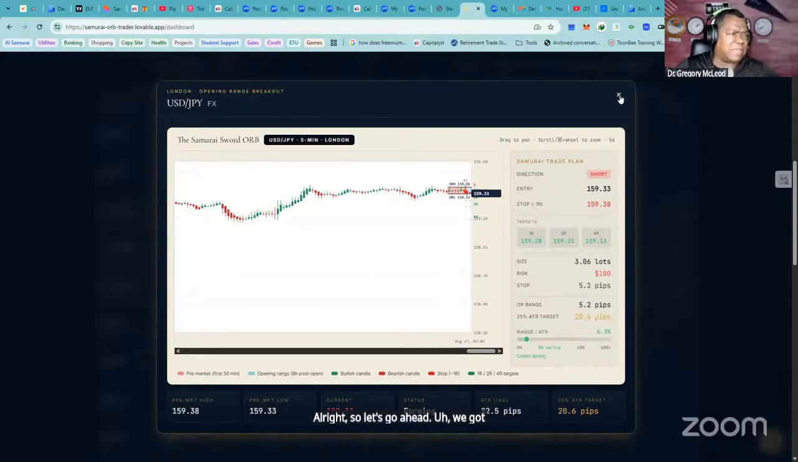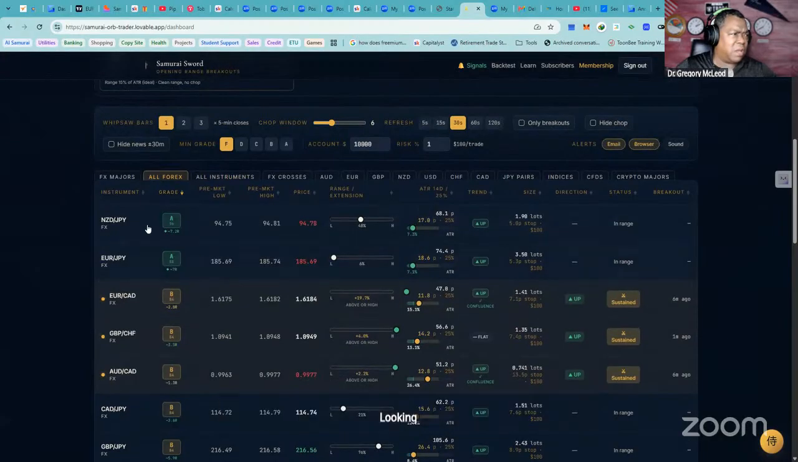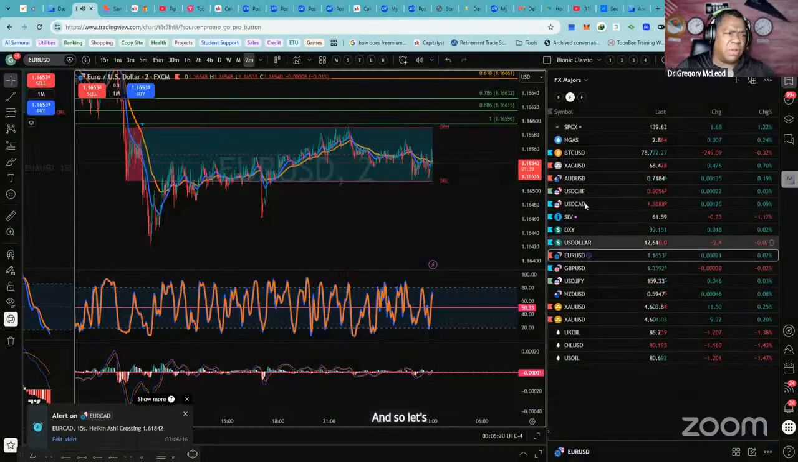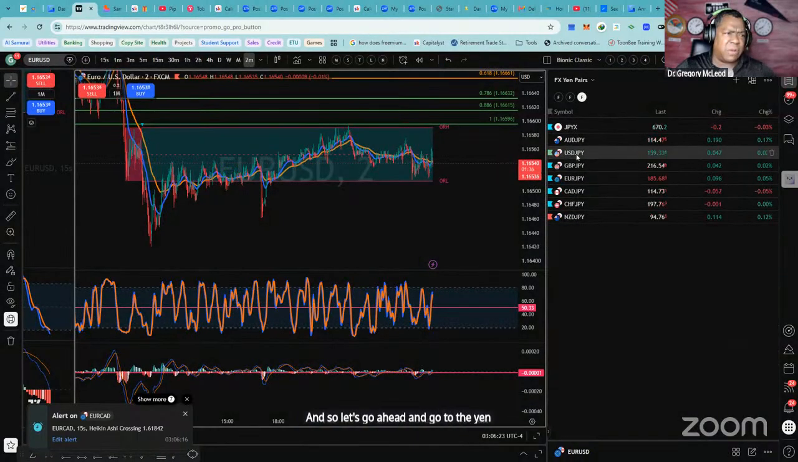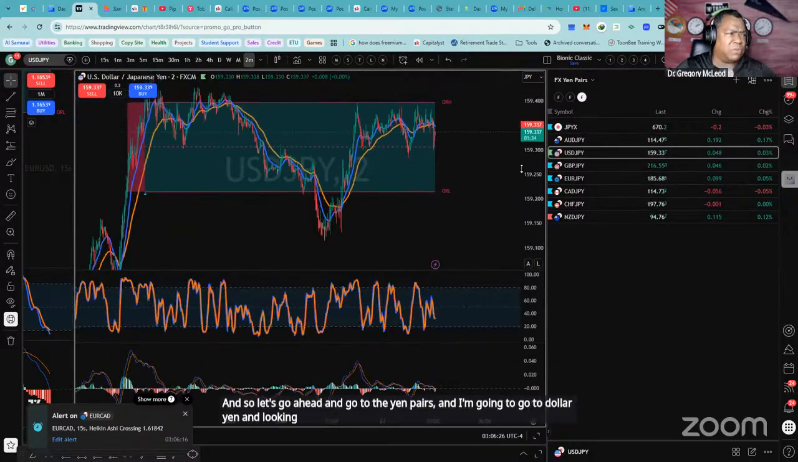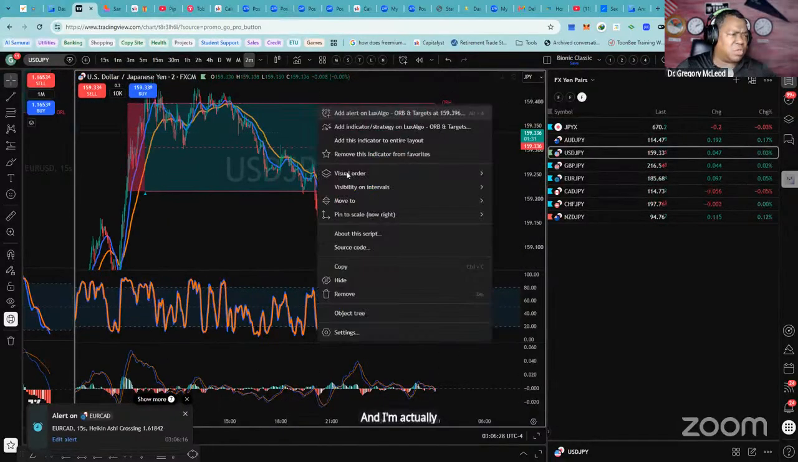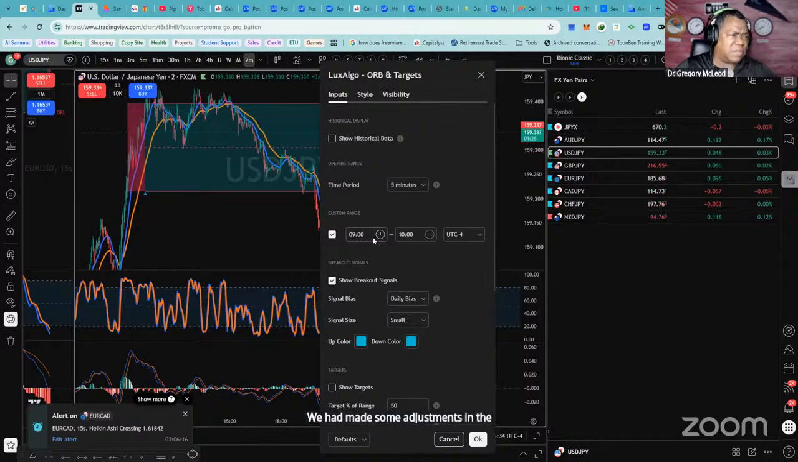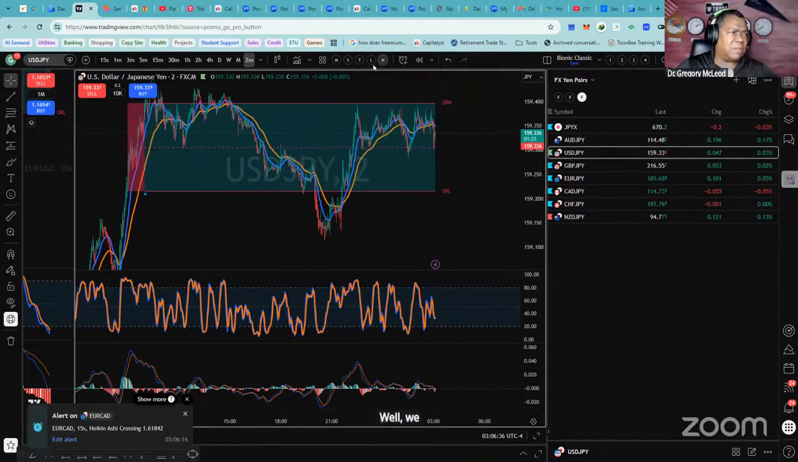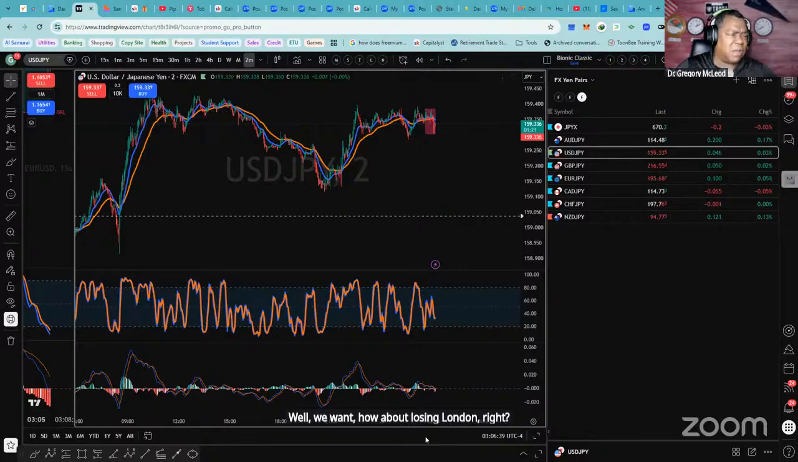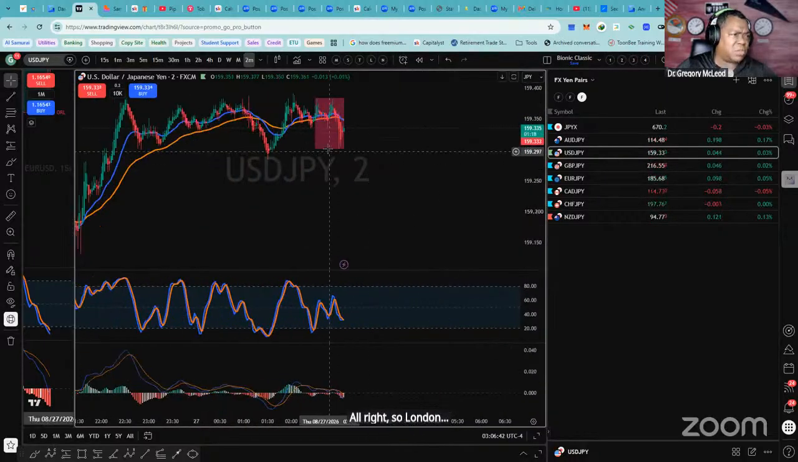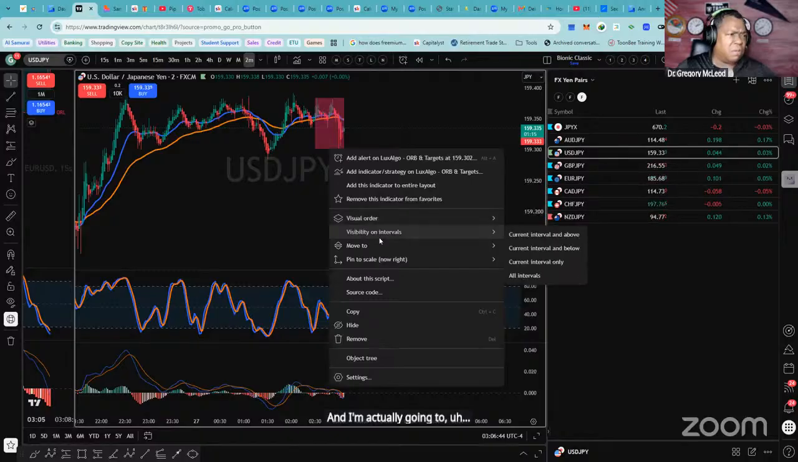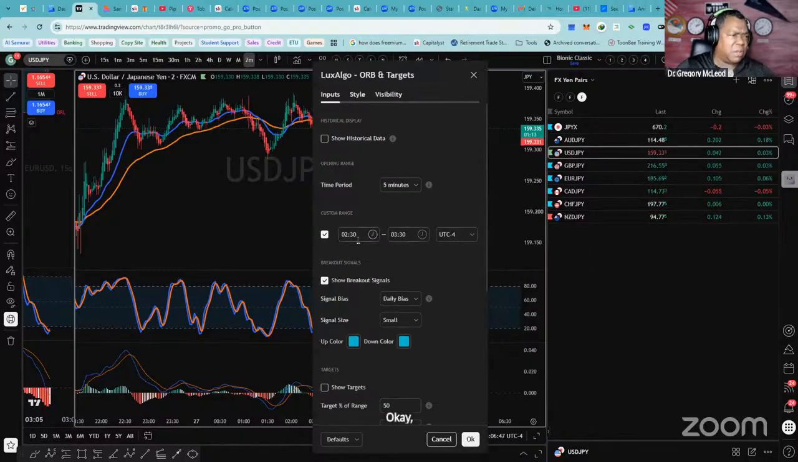We got dollar yen. Looks like the yen pairs are all looking good. Let's go to the yen pairs, and I'm going to go to dollar yen, looking at TradingView. I'm actually going to change this. We had made some adjustments in the input time. How about London, right? So London, and I'm going to use a standard time of 2:30 and 3 o'clock.